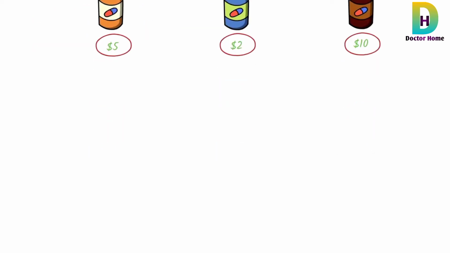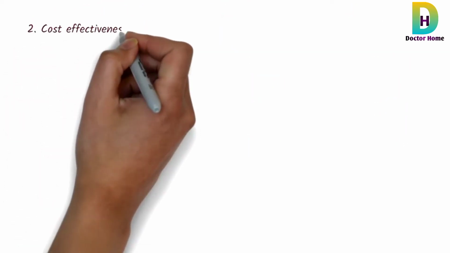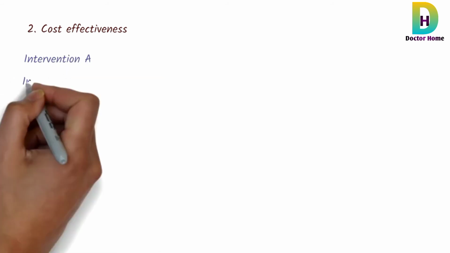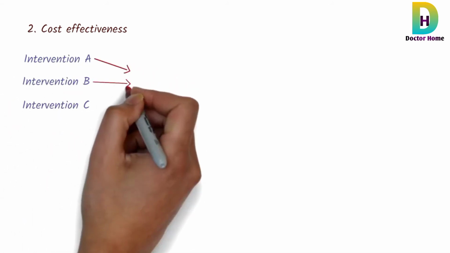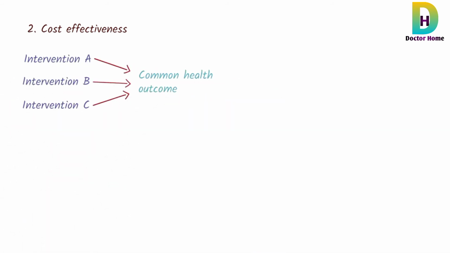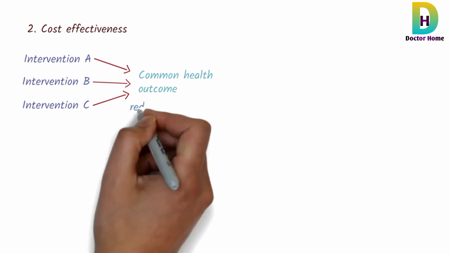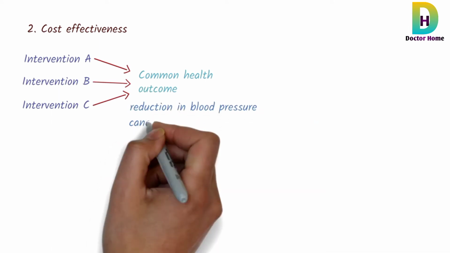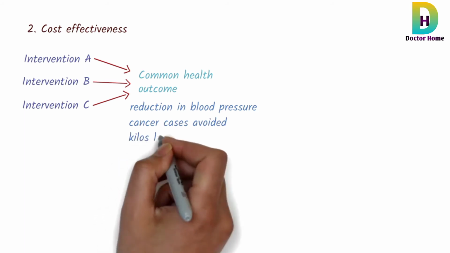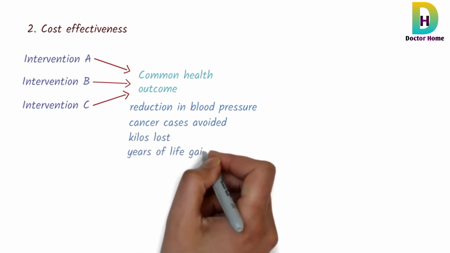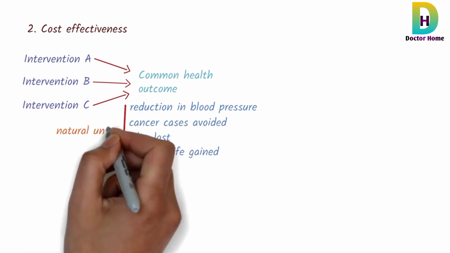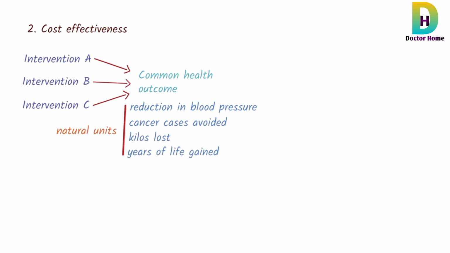The second type of analysis is a cost effectiveness analysis. This is used when we're comparing different interventions that have a common health outcome. Examples of health outcomes are reduction in blood pressure, cancer cases avoided, kilos lost, or life years gained. These are called natural units. Let's take a look at an example.